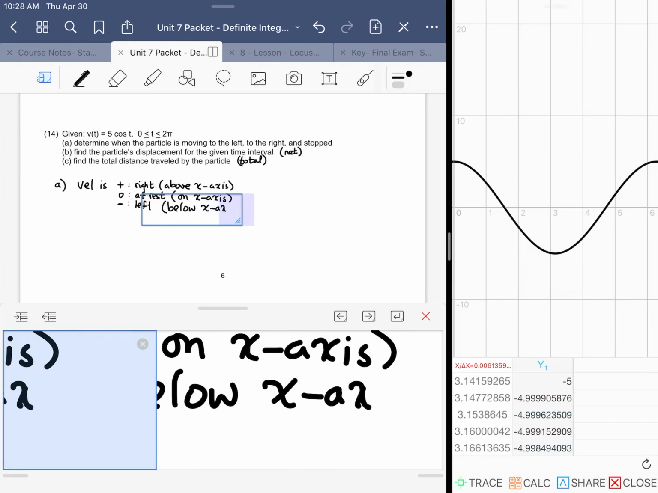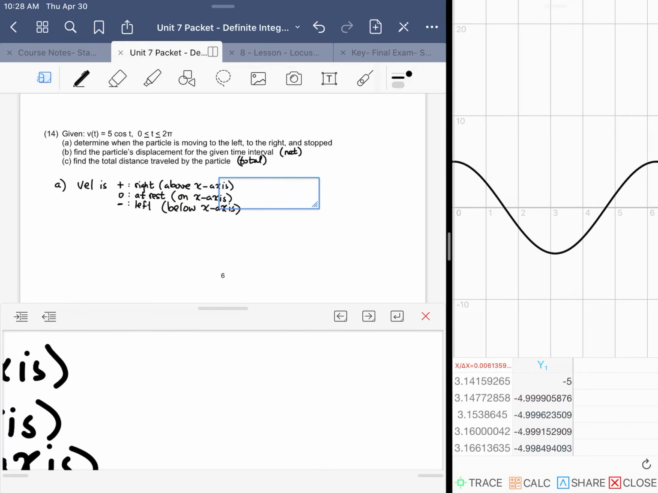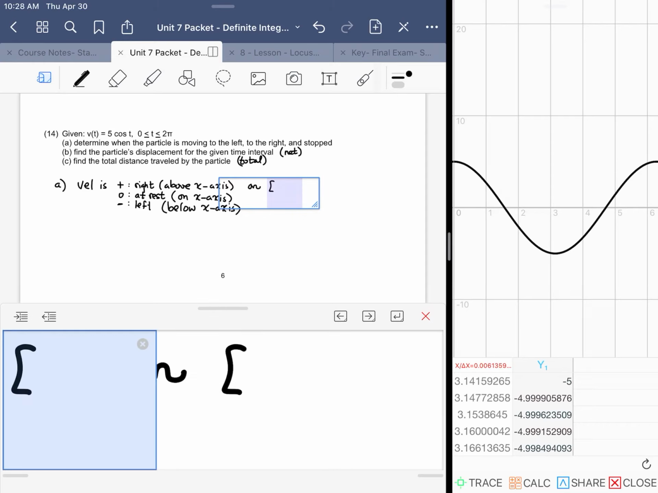Zero would be on the x-axis. Left would be below the x-axis. All right, so it's above the x-axis from 0 to 2 pi, the whole thing is 0 to 2 pi. 0 to pi over 2 is what I meant to say.